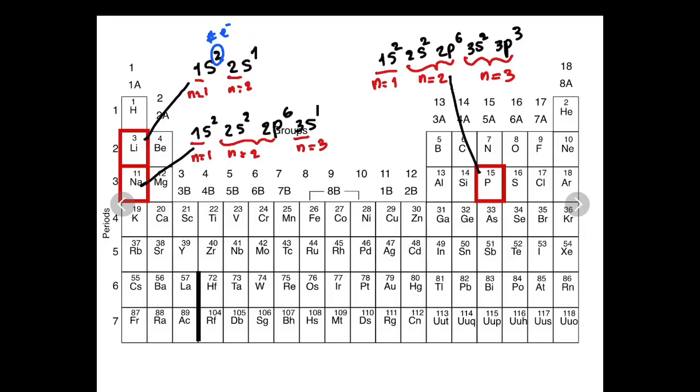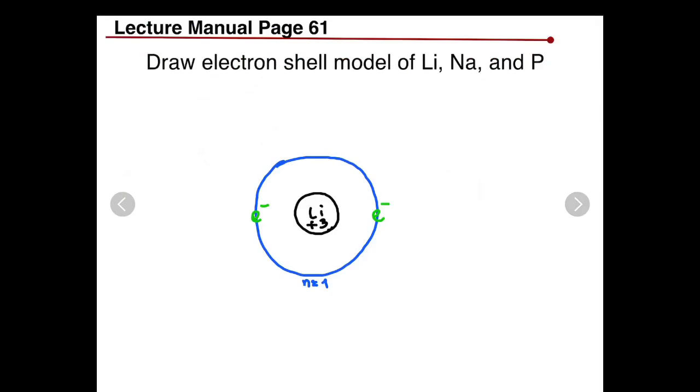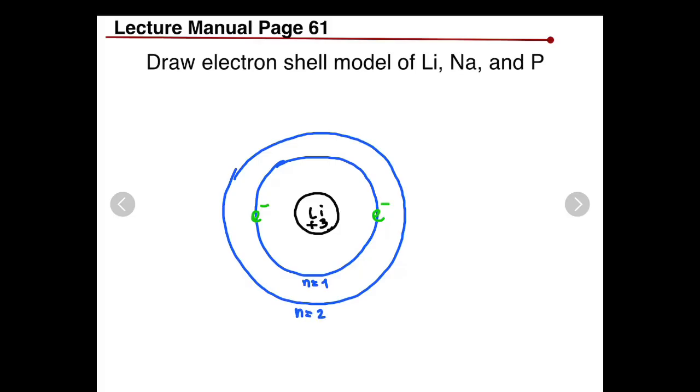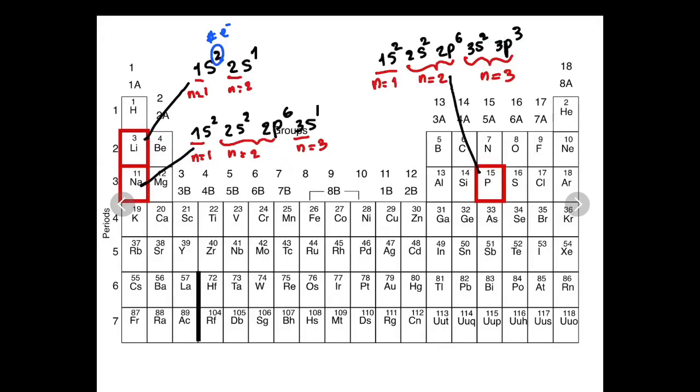The subshell that resides in this is 2s, but we don't actually have to worry about that. We can combine them. So in this case, I'm going to draw another one right here, and this will represent n equal to 2. How many electrons are there here? There is 1 electron right here.